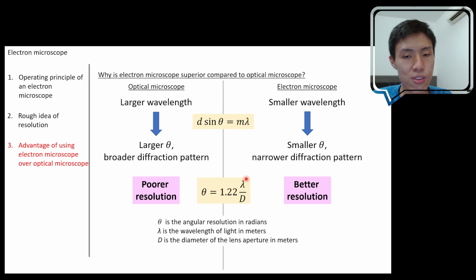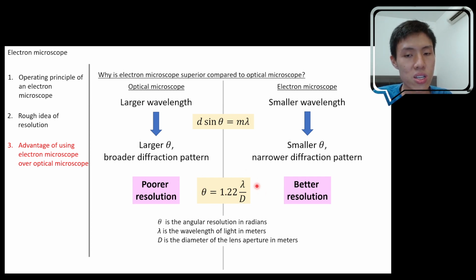So you can see that if you have a smaller wavelength, and this is the diameter of the lens aperture, meaning how big the opening of the lens is, by using a smaller wavelength, you get a smaller theta. That means you have a better resolution because you have a smaller angle. But if you are using a larger wavelength, you get a larger theta. So larger theta means you are more spread out, so you have a poorer resolution.